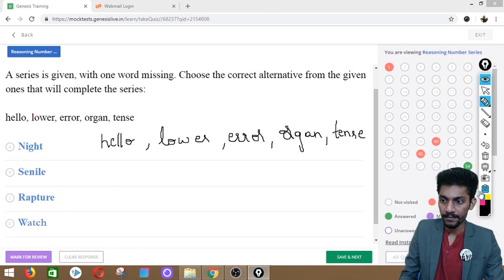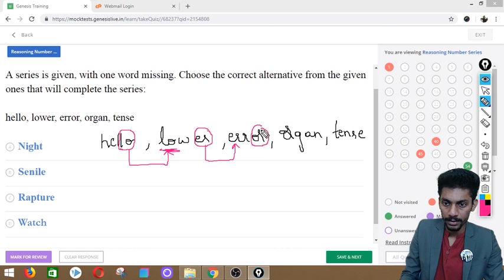Now, these are very different kind of series. How are they related is, they take the last 2 letters. The last 2 letters here are LO. Correct? And the next word starts from LO. See here, lower. Here, last 2 letters are ER and the next word starts from ER. Error. Here, last 2 letters are OR. Next word starts from OR, that is organ.